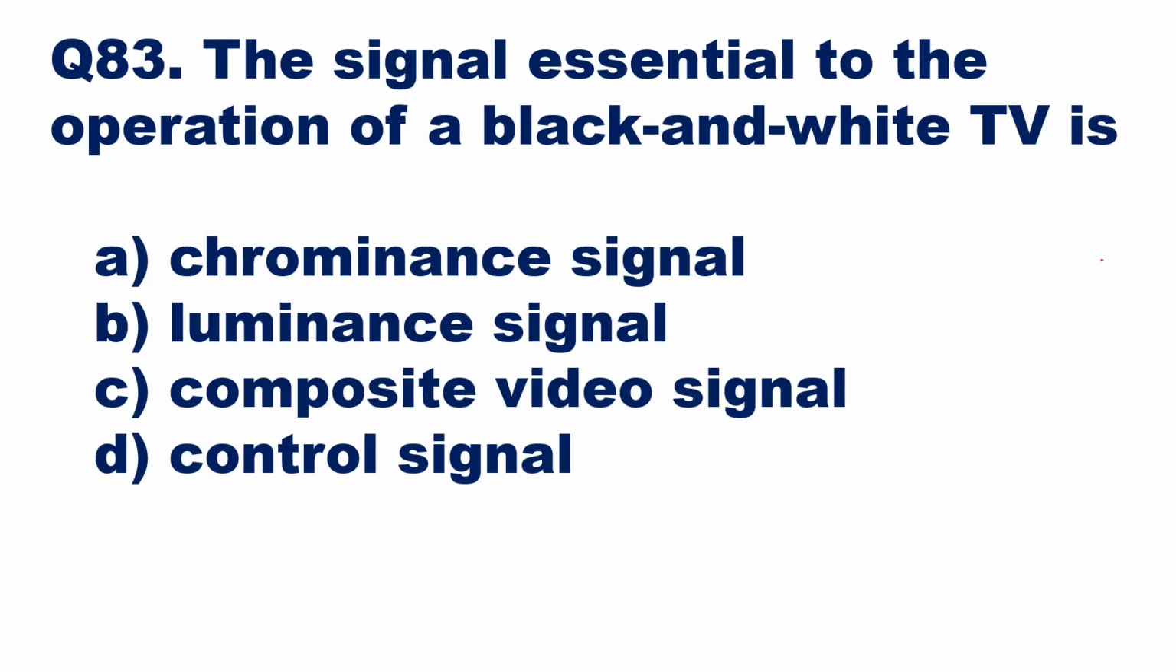The signal essential to the operation of a black and white TV is... If you have a black and white TV, it mainly depends upon the brightness level, the brightness signal. If it is very bright, it is white color. If it is very dark, it is black color. Out of these options, option A is chrominance signal, which is for color, then luminance signal, which is for brightness, composite video signal, or control signal. Option B, luminance signal, will be the right answer, because it gives the information of brightness, and brightness information is important for black and white TV.